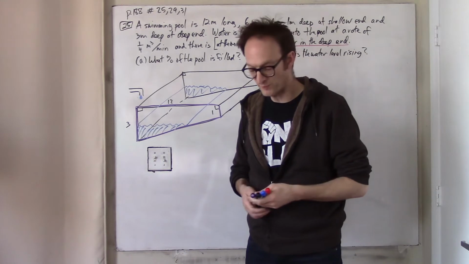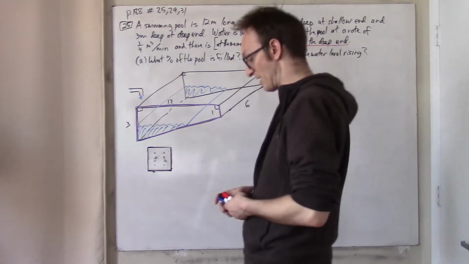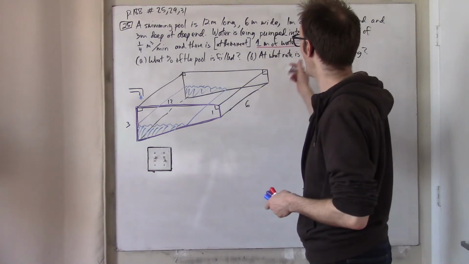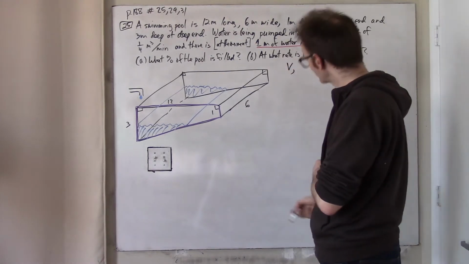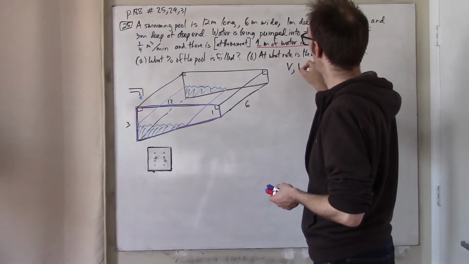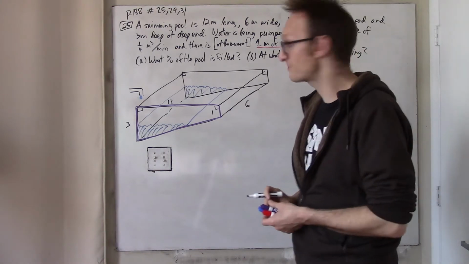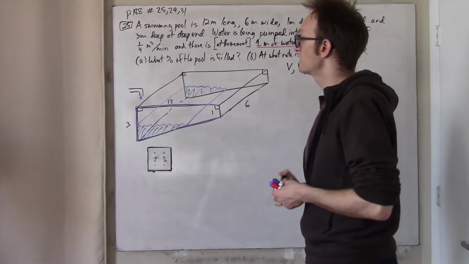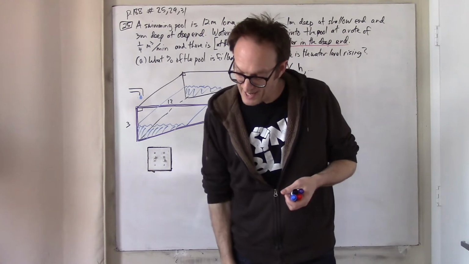Pick variables for the quantities which are changing. Well, what are the quantities which are changing in this problem? I claim that one thing that's changing is the volume of the water. Another thing that's changing is the height of the water at any given moment. And maybe those are the only ones. I'll leave a blank for possibly more.